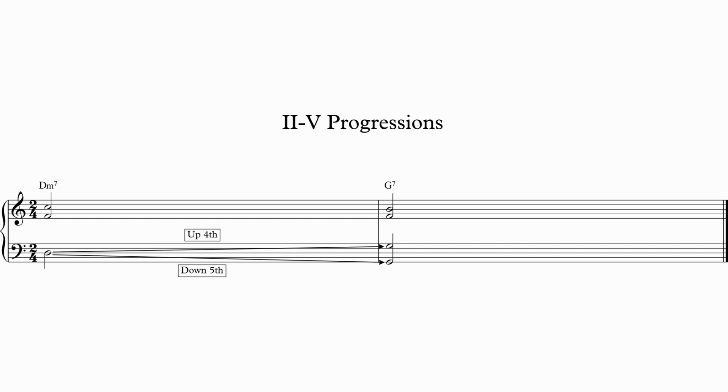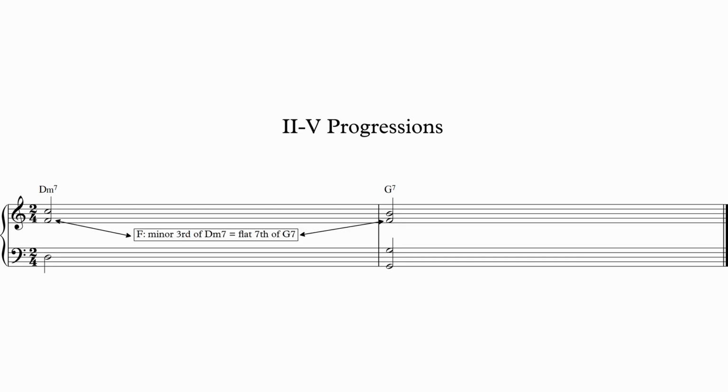This is the primary resolving action of a conventional 2-5 progression. The third of the minor 7-2 chord remains the same but functionally changes to become the 7th of the dominant 7-5 chord. Meanwhile, the 7th of the 2 chord drops down a semitone to become the 3rd of the 5 chord.